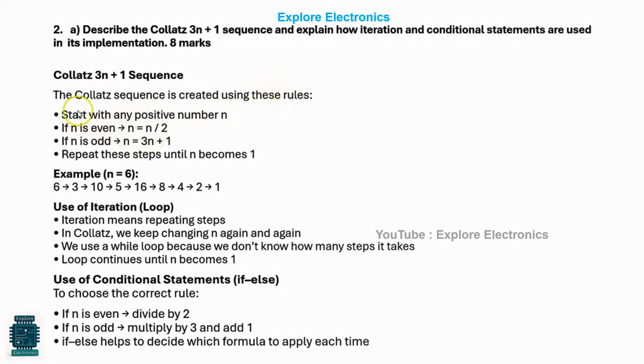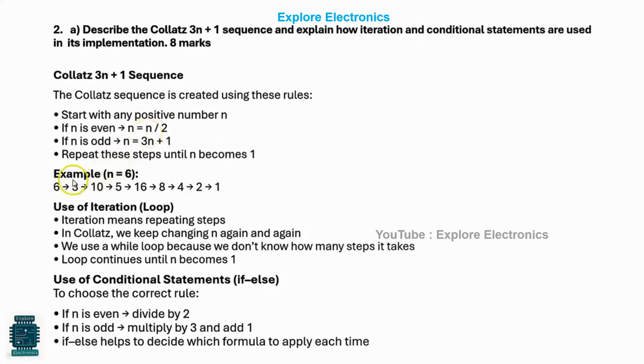It starts with any positive number n. If n is even, we have to do n is equal to n divided by 2. If n is odd, we have to do n is equal to 3n plus 1. Repeat these steps until n becomes 1. If n is even, do this one. If n is odd, do this one. Until n becomes 1, we have to repeat these steps.